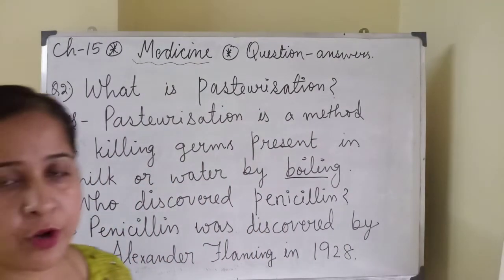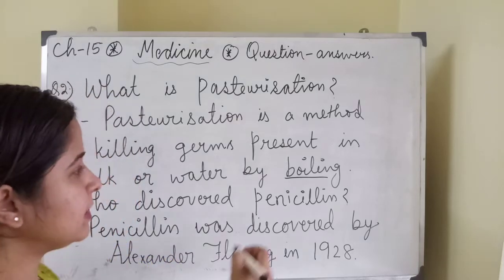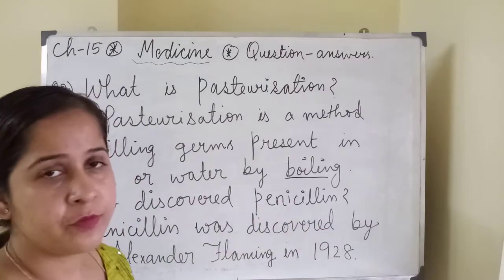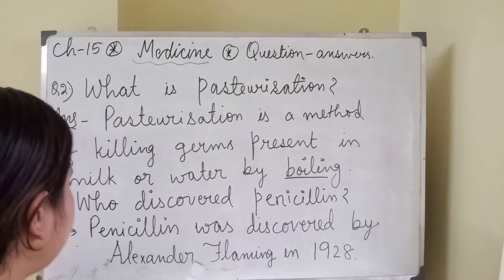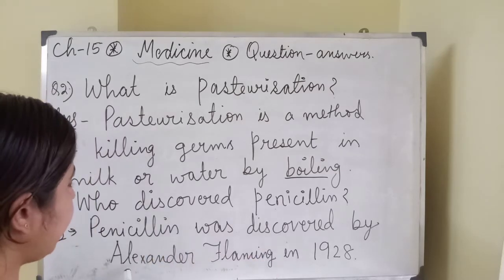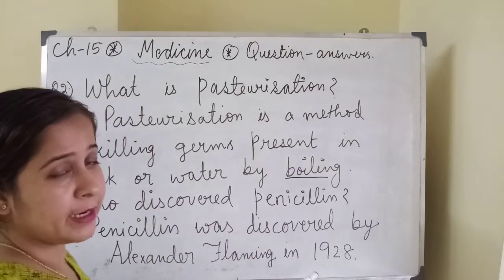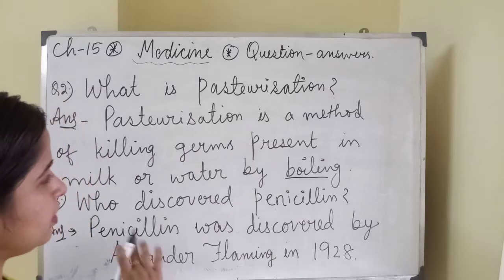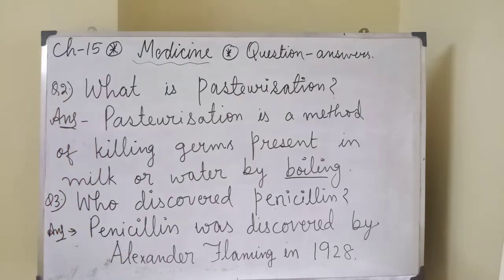So what is penicillin actually? Penicillin is a kind of antibiotic. It was first discovered by Alexander Fleming in the year 1928. So please write these two answers in the fair notebook.